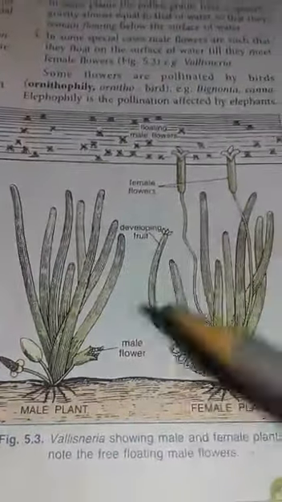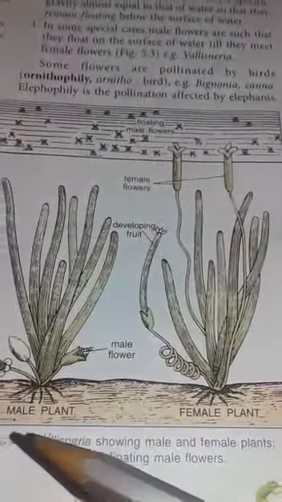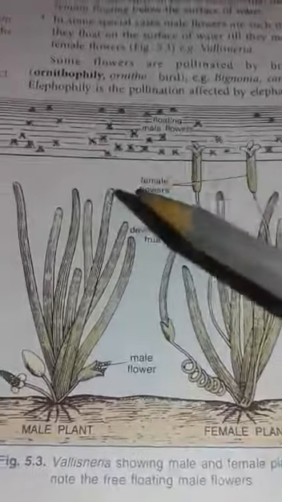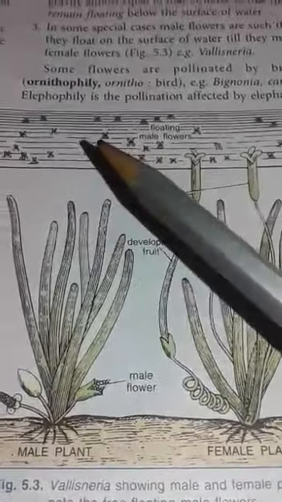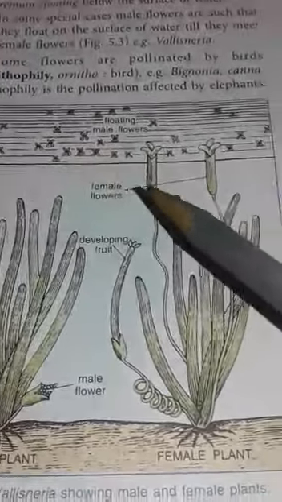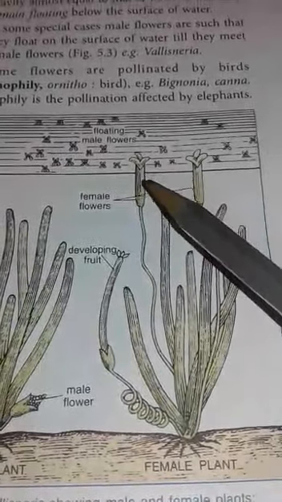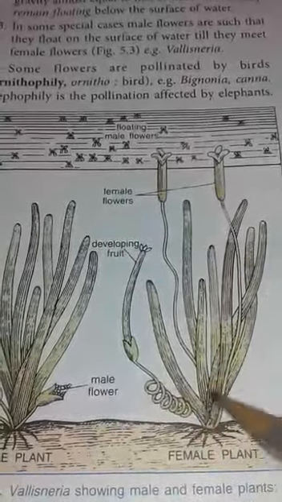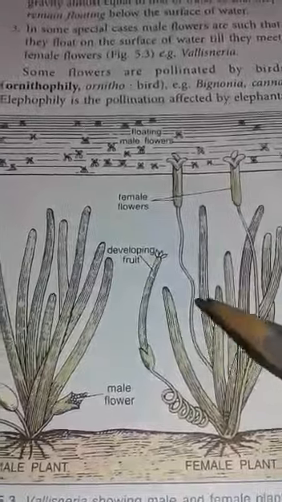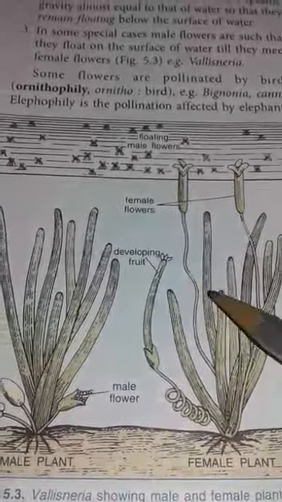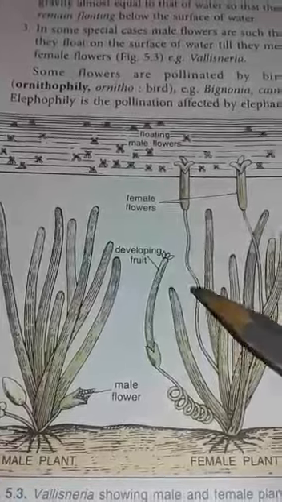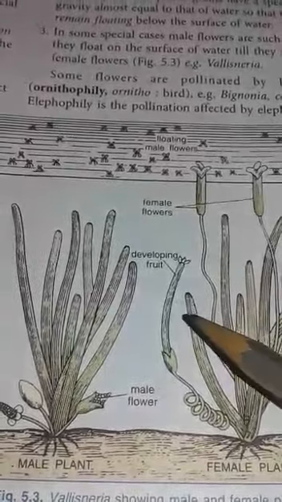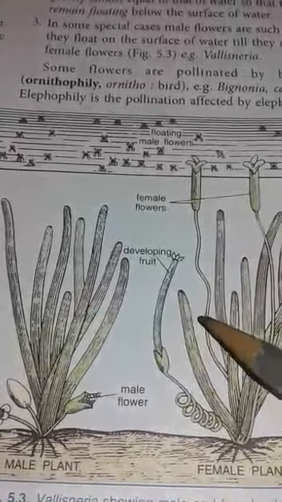Here you can see the diagram of Vallisneria showing the male and female plants. They are the free floating male flowers, and here is the female flower which is attached to this female plant. Actually, Vallisneria is a freshwater hydrophyte and it is a dioecious plant, meaning male flowers are on the male plant and female flowers are borne on the female plants.